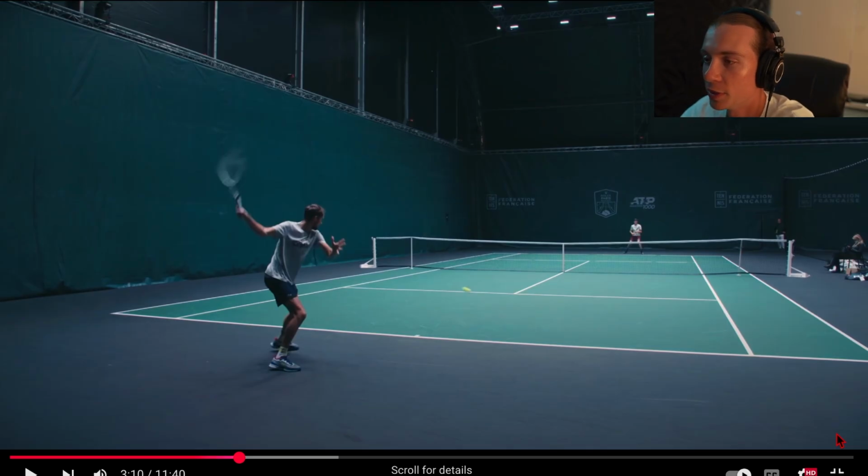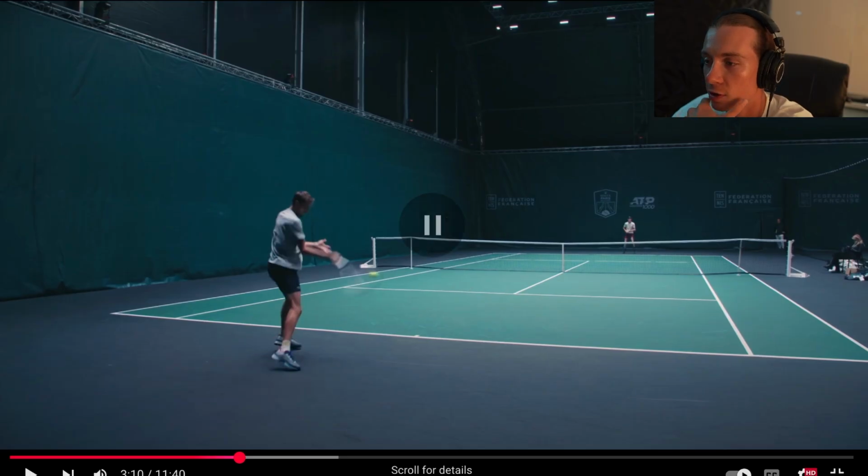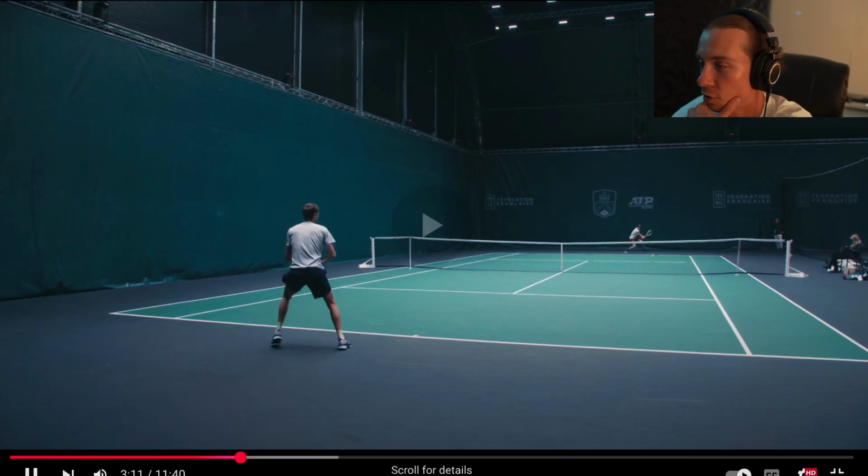It's crazy how big of a take back Medvedev has. It's crazy. If you look at his stroke, it looks more like a WTA stroke almost.